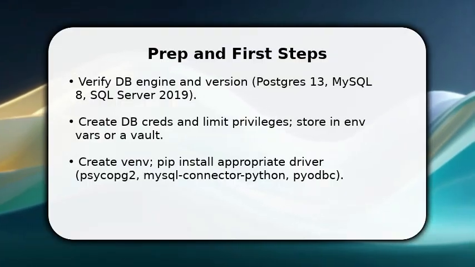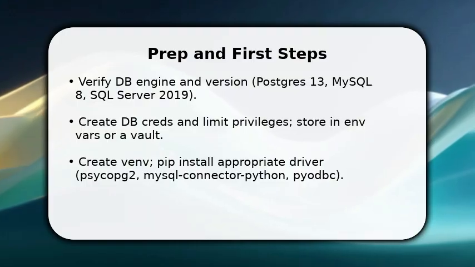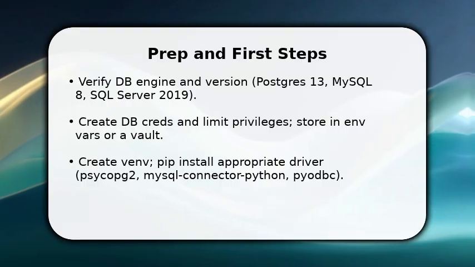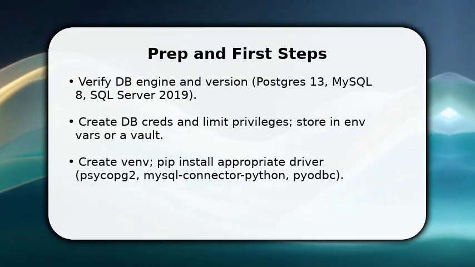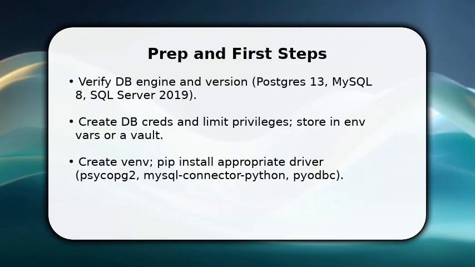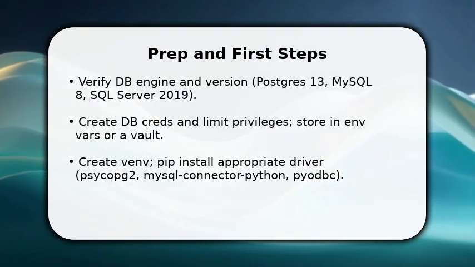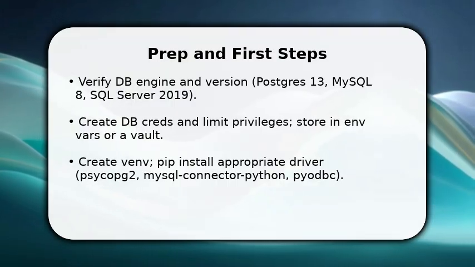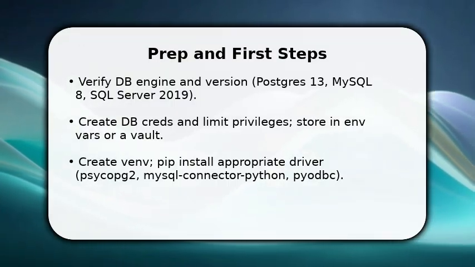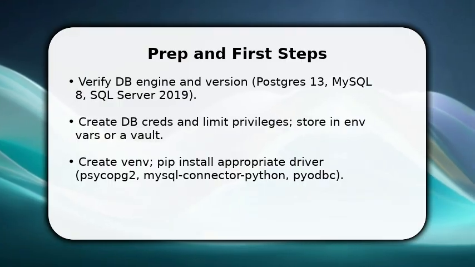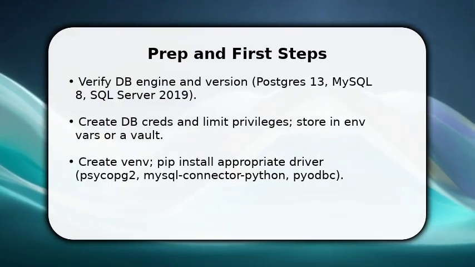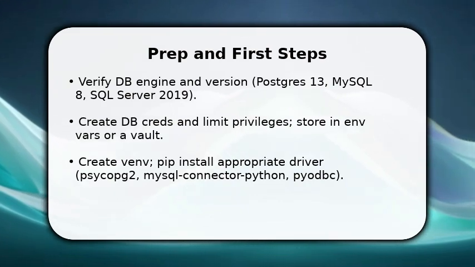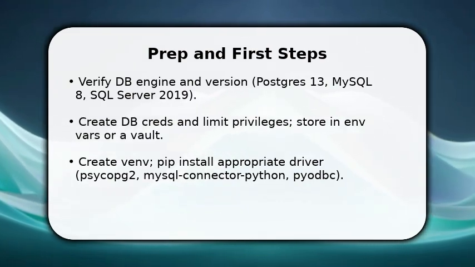You start by confirming the exact database engine and version so you pick the right driver. Once done, create a limited database user and stash credentials in environment variables or a secrets vault rather than hard coding. Then make a Python virtual environment and install the connector library that matches your DB. Finally, construct a minimal connection string and run a short connectivity test script to ensure authentication and network access are working before you write queries.